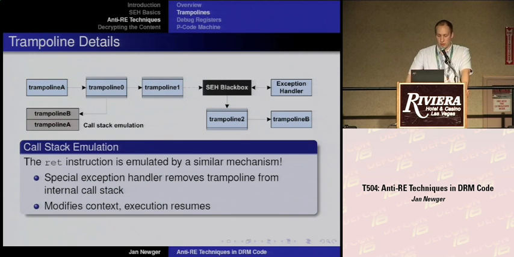The return, so whenever trampoline B wants to return again to trampoline A, it would do this in a similar way. That is, again use trampoline 0, 1 and trigger some fake exception, and the handler would then modify the internal stack representation, clean up the stack, and return to the middle of trampoline A.